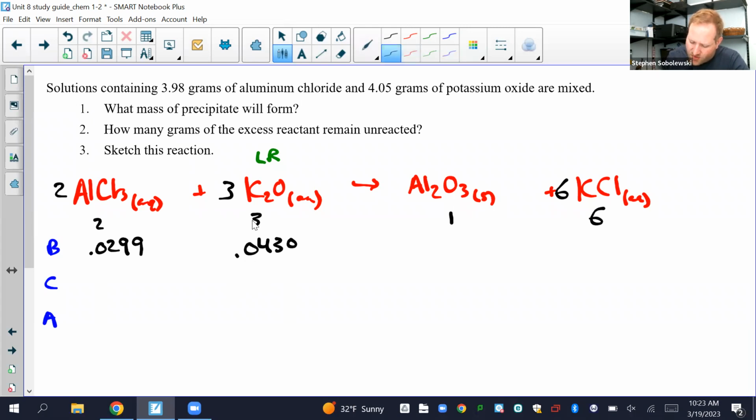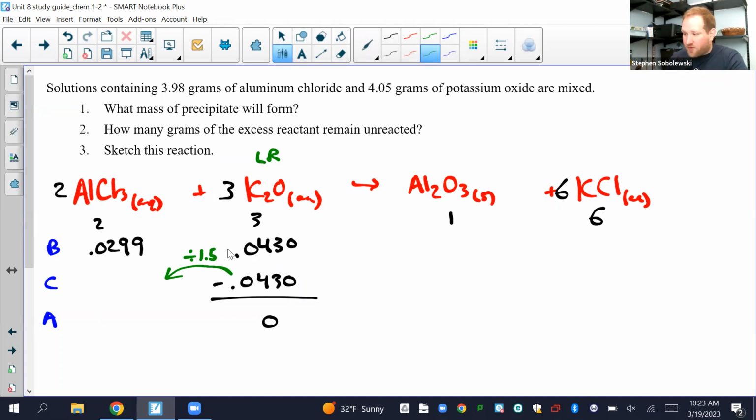All right, so what's going to happen here? My LR is going to be completely depleted, minus 0.0430, leaving me with nothing. And how much of this is going to react? Not all of it, right? Because it's the excess. How do I figure it out? Well, I'm going to apply a 3-to-2 ratio from here to here. Because notice, for every 3 moles of the LR that react, 2 moles of the ER are going to react. So how do I apply a 3-to-2 ratio? Well, what I would do is divide it by 1.5. You can also multiply by 2 moles over 3 moles, which is the same thing.